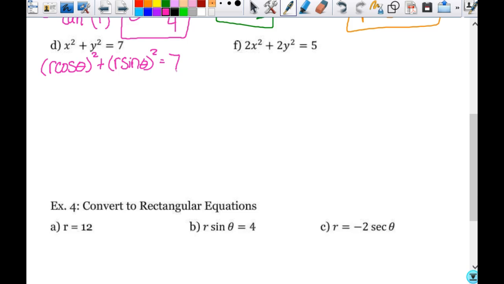Everybody good? All right, so when I square this, this becomes r squared cosine squared theta plus r squared sine squared theta equals 7. I got to get r by itself, so what would I do here?